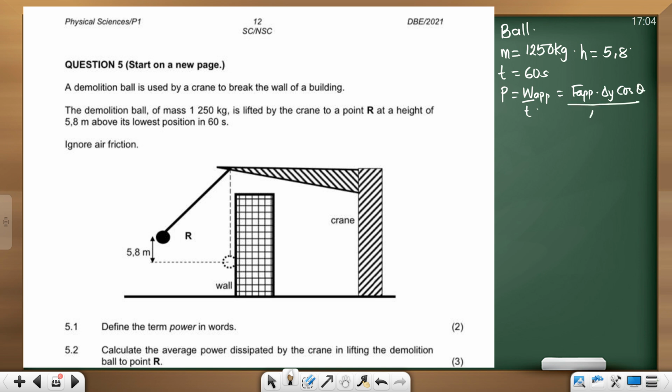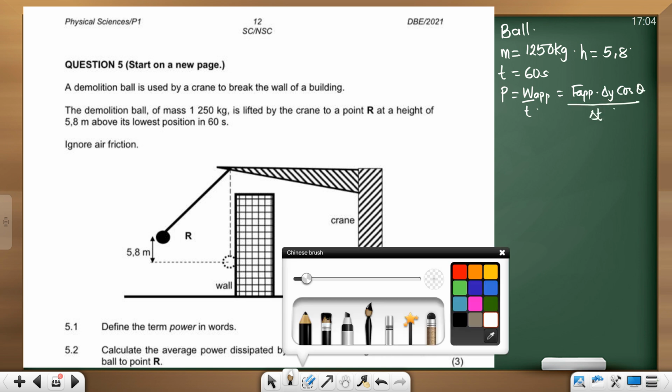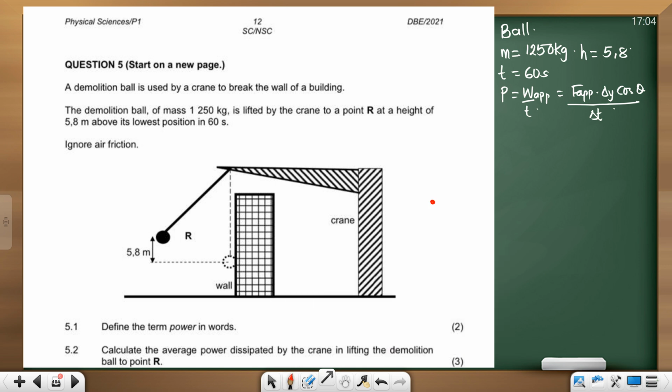Please, guys, I know the examiner did not ask you for a free body diagram, but when you are doing question 2 and 5, draw it. What do we have? We have the force of gravity, and we also have what? Applied force. Now, what do we know here? What can we deduce?